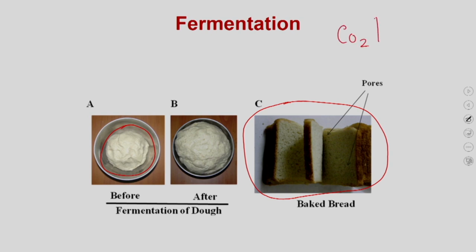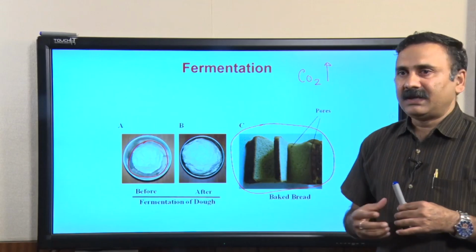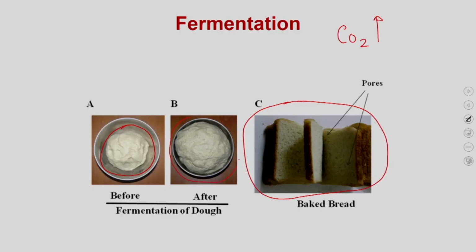So, that carbon dioxide comes out from the dough, and when it comes out it makes bubbles inside the dough, and that is how the dough gets swollen up and becomes very fluffy. That is how you see small holes inside the bread, and that makes the bread very spongy as well as good in taste.